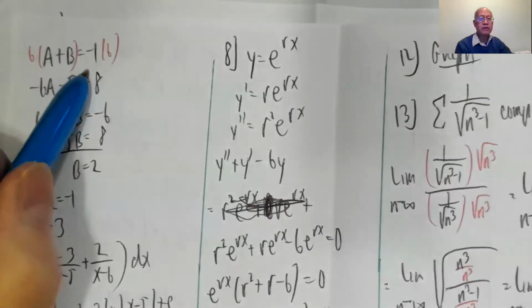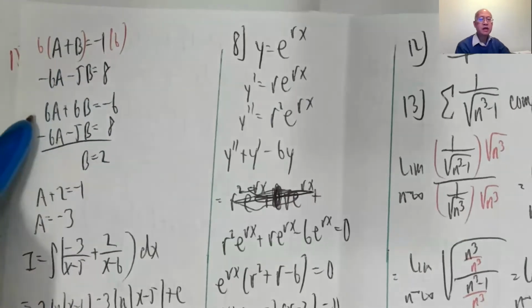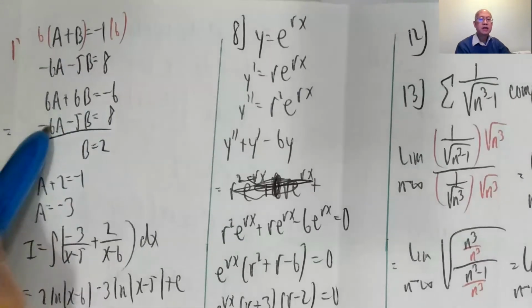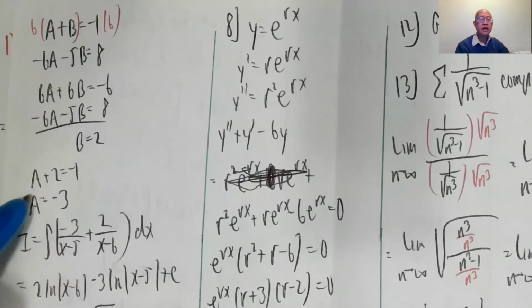A plus b is equal to negative 1. Negative 6a minus 5b is 8. Multiply this equation by 6: 6a plus 6b equals negative 6. Leave the second one alone. Add them up. B is 2. Plug back in for b, and a is negative 3.